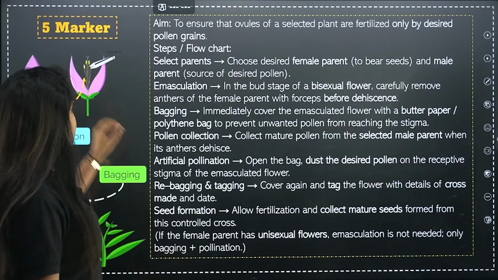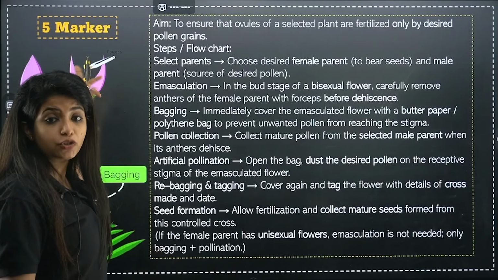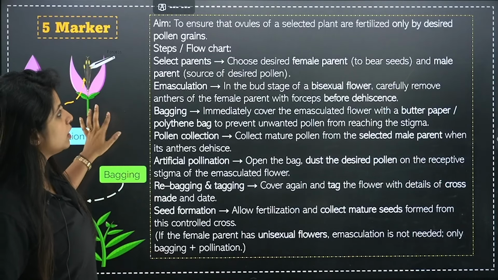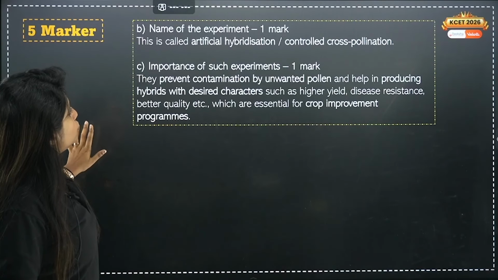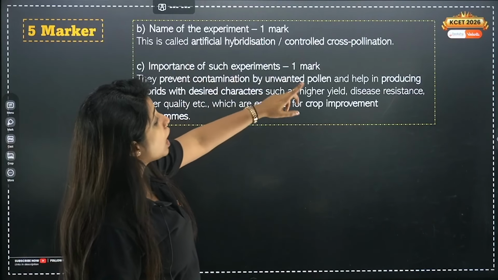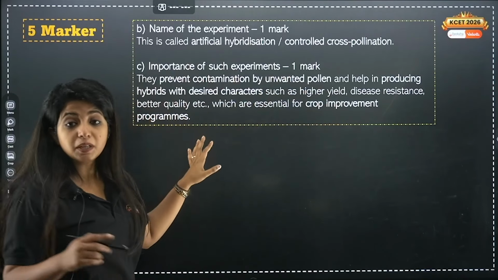And also one more thing, if the flower is not bisexual, that means it does not have male and female parts, then you need not do emasculation. Okay, you need not do emasculation. Now, the importance of such experiments: they prevent contamination by unwanted pollen and help in producing hybrids with desired characters.